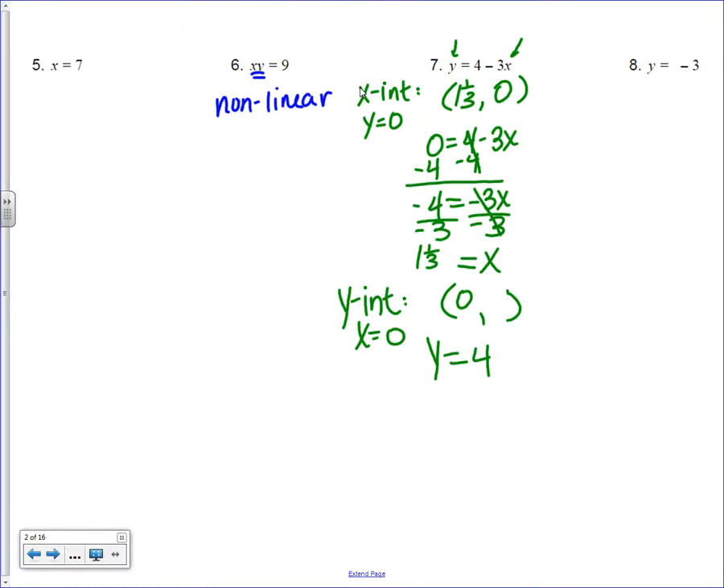So Dalton, where am I going to put that 4? So go in the first spot or the second spot? It's going in the second spot. And now I have my 2 points that if I connect them, I make a line.